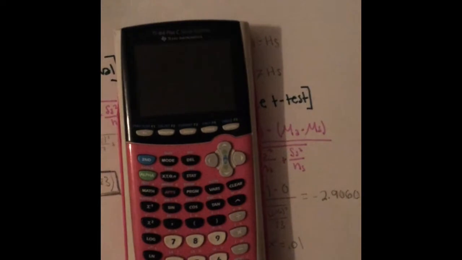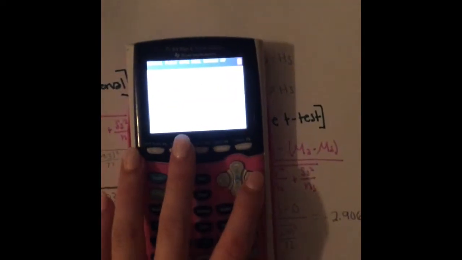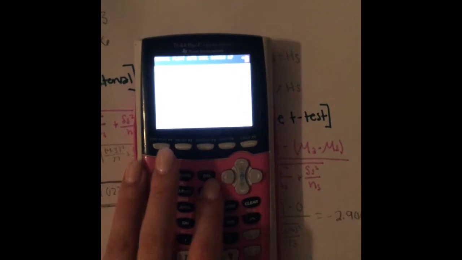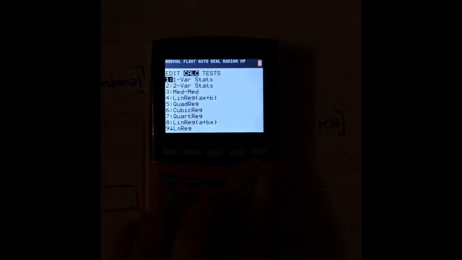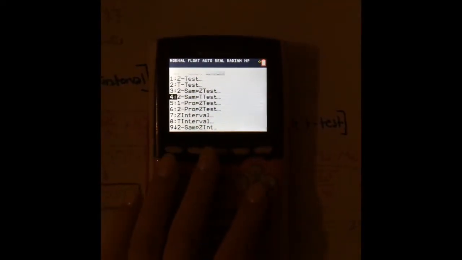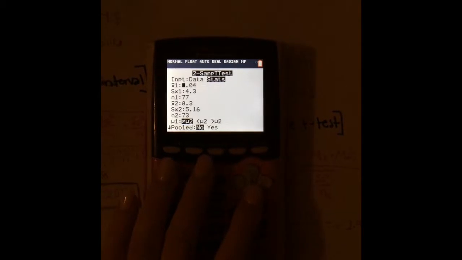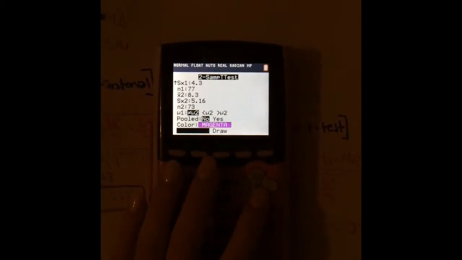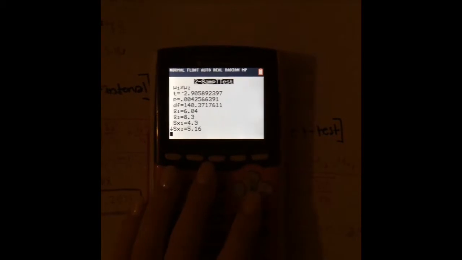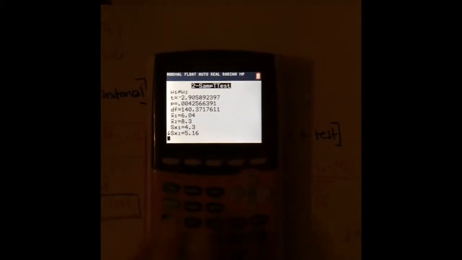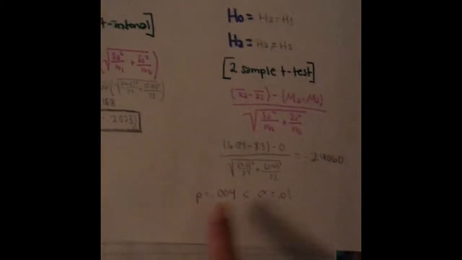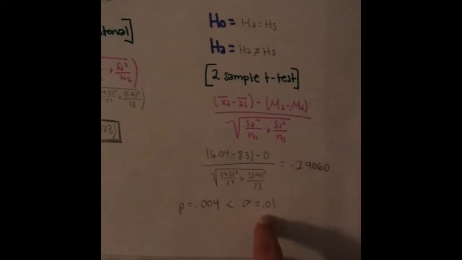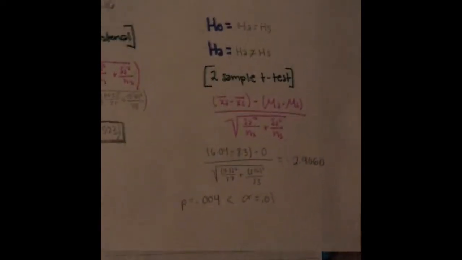And then if you go ahead and plug it into the calculator, you can't really see it right now. Oh, there we go. We've got a 2-sample t-test. If you plug in all this data, you can find P, which we find to be 0.004. And so if P is 0.004, no matter what alpha level we're testing at, but we're going to test at 0.01, we see, so that's the next step.